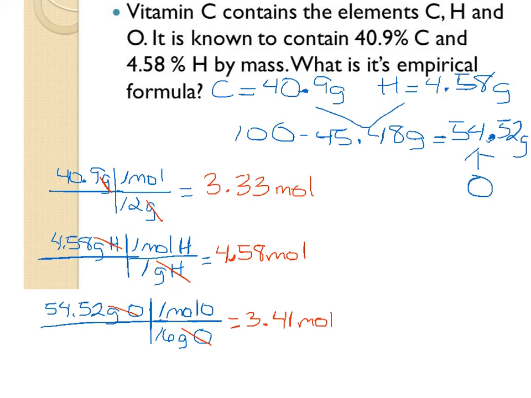So now that we have that in place, we can compare everything. Now, we have 3.33 moles, 4.58, and 3.41. The smallest one on this list is the 3.33. So that will be the one that we divide everything by. So now we're going to divide all of them by 3.33.